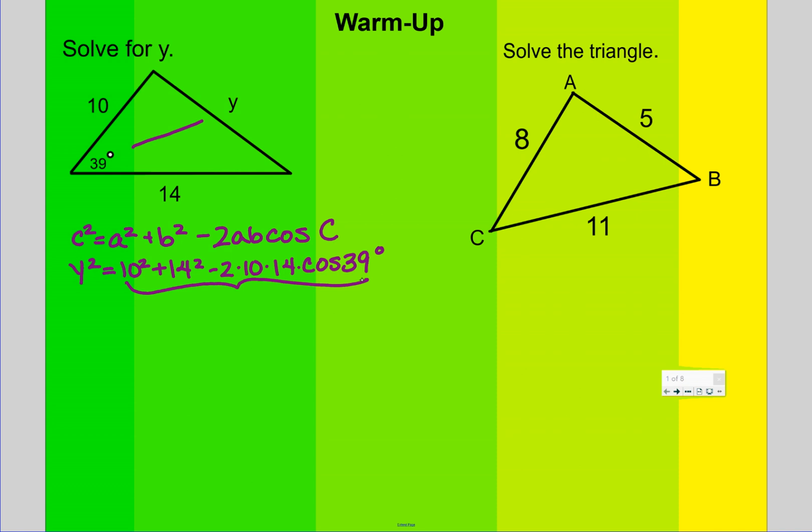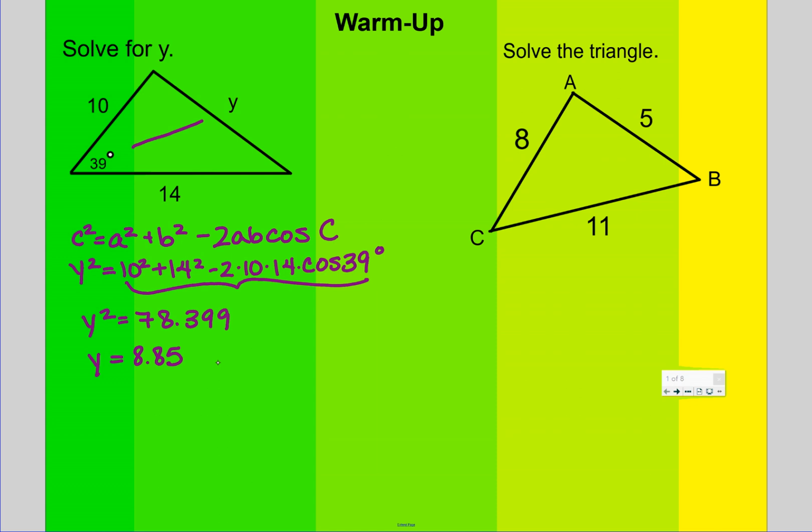So 10 squared plus 14 squared minus 2 times 10 times 14 times cosine 39 gives me y squared equal to 78.399 about. And then last step, take the square root to get that y alone. And I'm going to get approximately 8.85, and then it doesn't have a unit on that one. Okay.